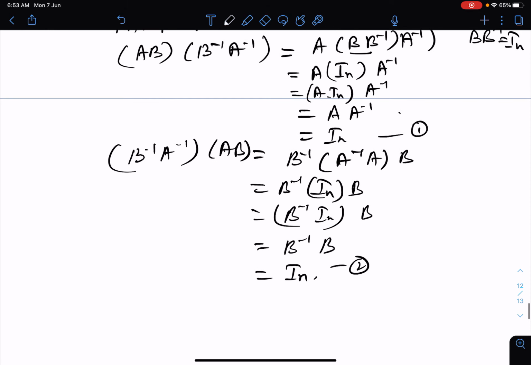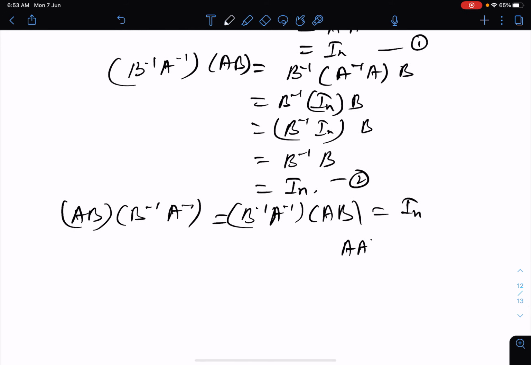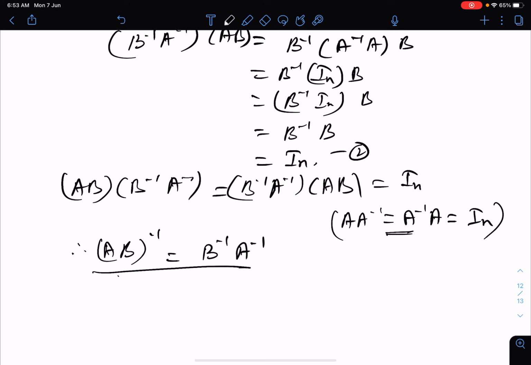So what does this imply? AB into B inverse A inverse equal to B inverse A inverse into AB equal to IN. We know the rule: A into A inverse equal to A inverse into A equal to IN. So this rule is confirmed. Therefore these are the inverses of each other. So AB the whole inverse equal to B inverse A inverse. Hence the proof. This is the theorem for the reversal law of inverses.